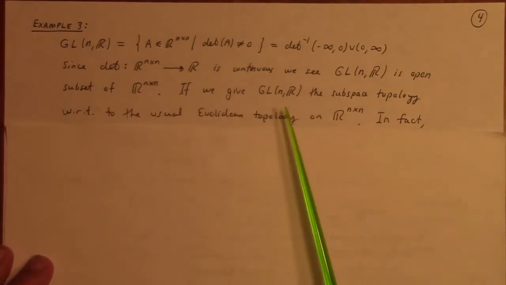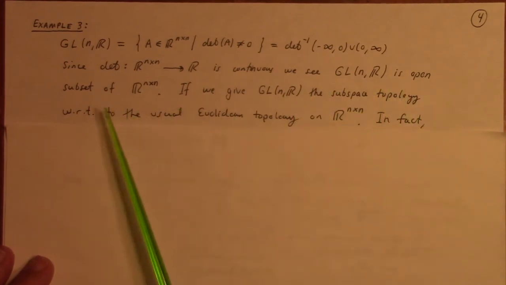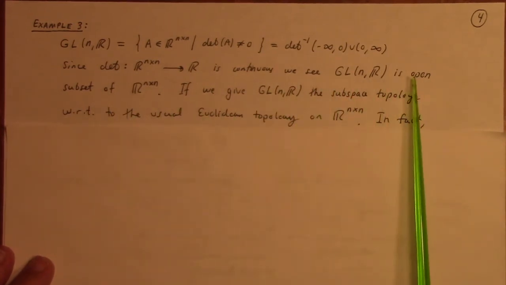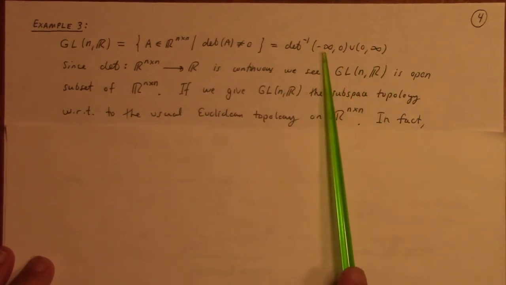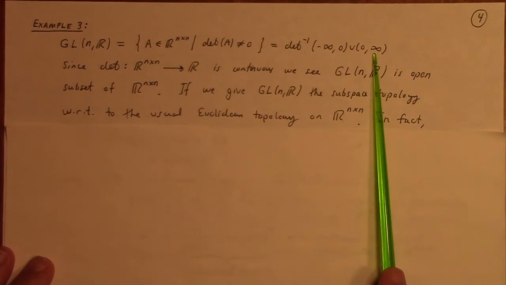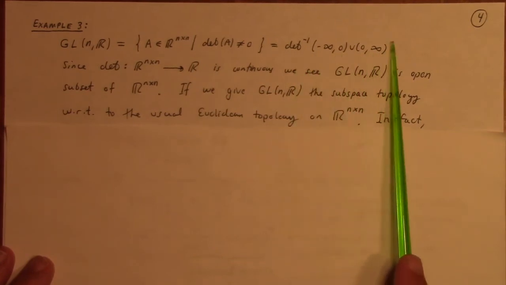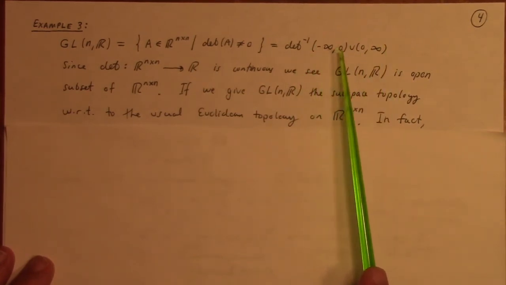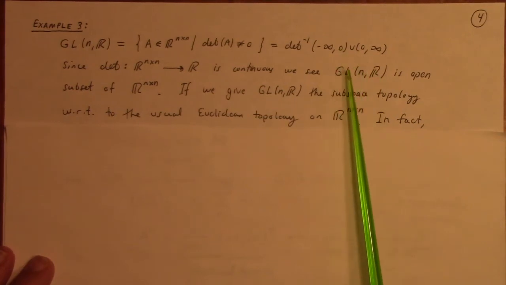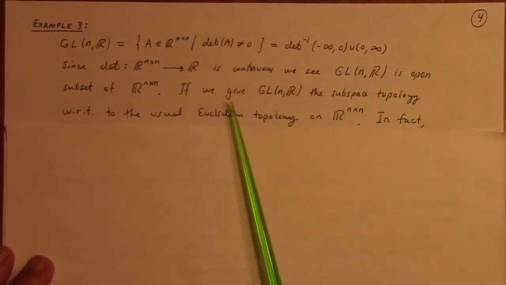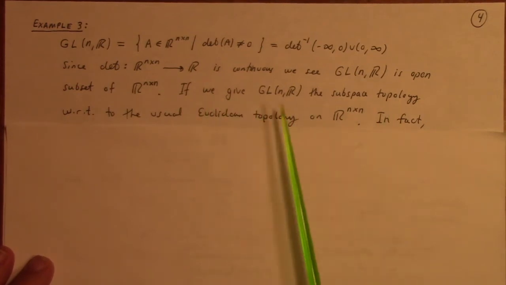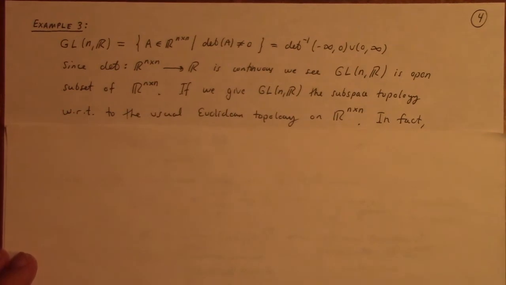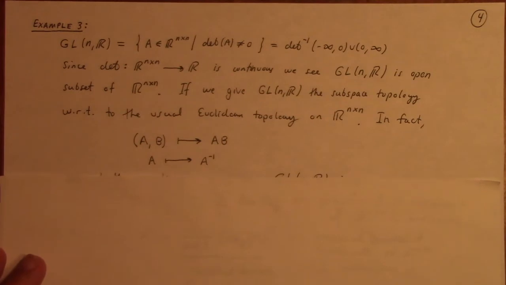Anyway, so GLNR is the inverse image of this open set, because it's the union of this open ray with that open ray, and since the determinant is continuous, the inverse image of an open set is open, which means that GLNR is open. All right, and so we can give GLNR the subspace topology with respect to the usual Euclidean topology on R^(n by n). And in fact, the mapping.